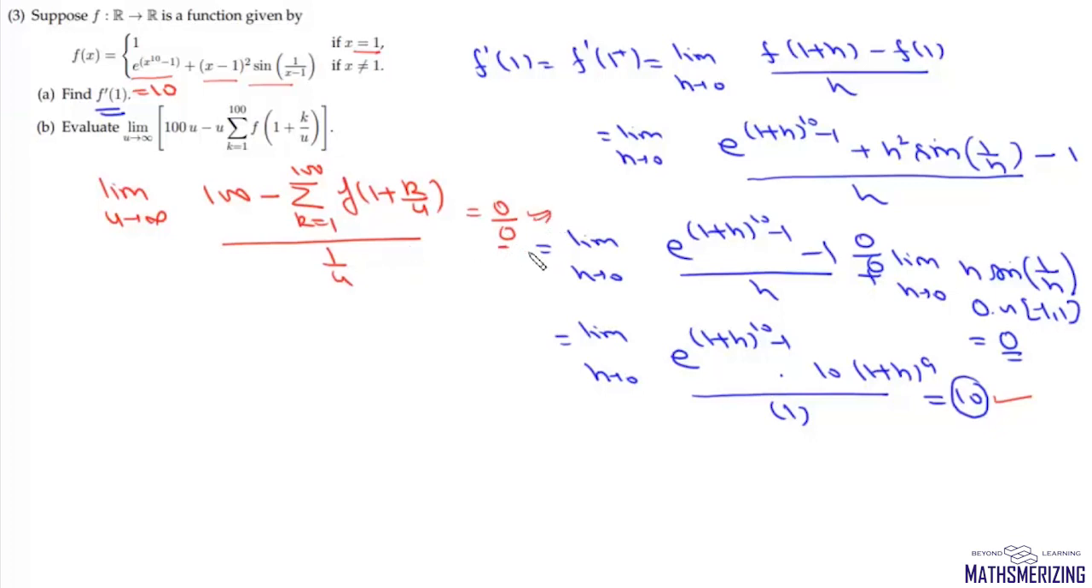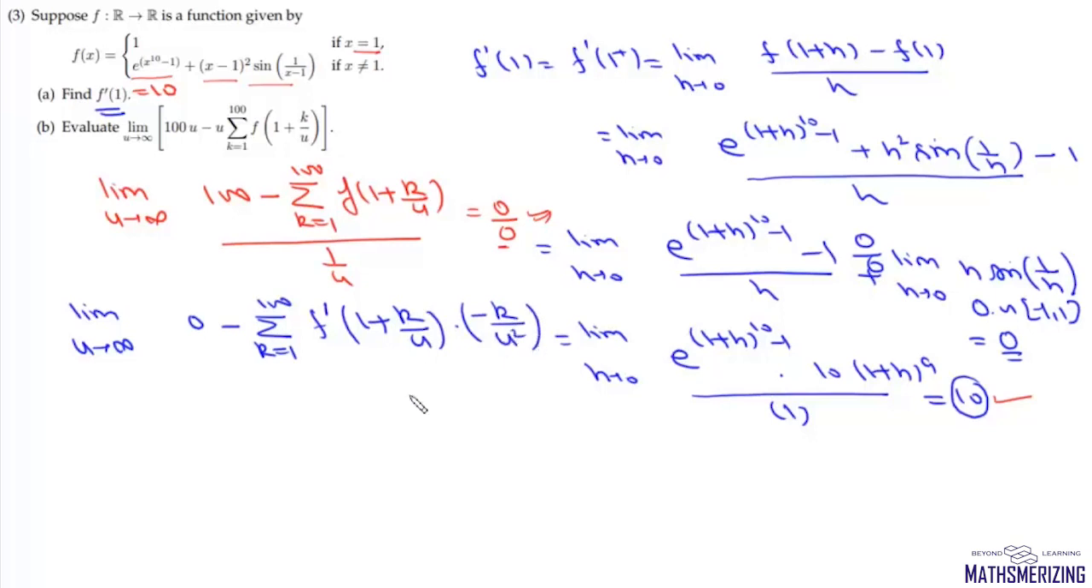And if it is 0 upon 0 form, again we can use L'Hopital's rule. Alright, limit u tends to infinite of, now this is 0, minus the summation k varies from 1 to 100 of f dash (1 plus k upon u) into the derivative of k upon u. So it will be minus k upon u square divided by minus 1 upon u square. Now 1 upon u square and 1 upon u square will cancel. The value of f dash 1 is 10.